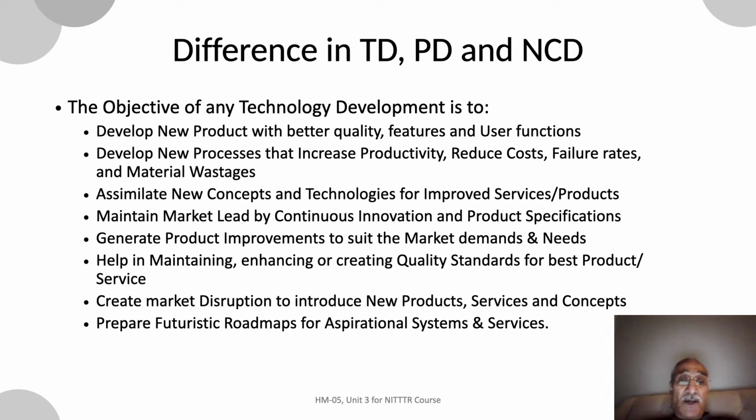So assimilate new concepts and technologies for improved service and products. That's how the service chain is built, customer supply chain is built, and the product market is improved. Maintain market lead by continuous innovation and product specifications. Generate product improvements to suit the market demands and needs, and help in maintaining, enhancing, or creating quality standards for better product services. Create market disruption to introduce new products and services while preparing future roadmaps for aspirational systems and services.